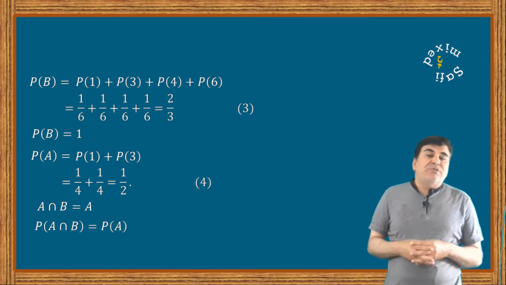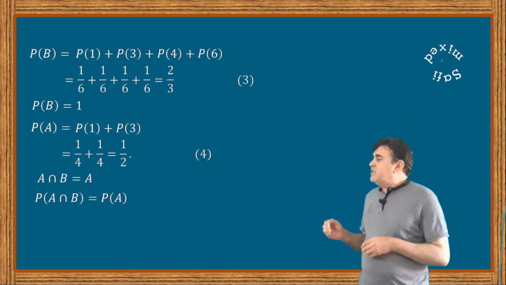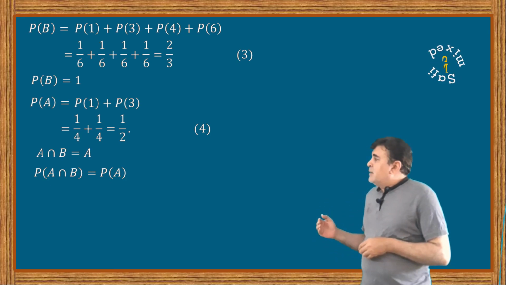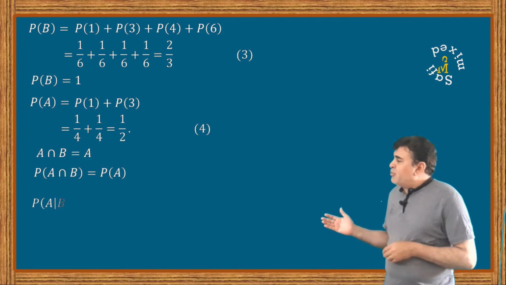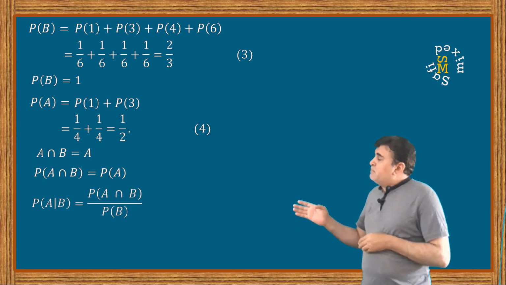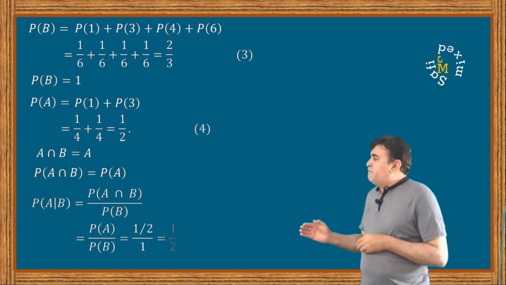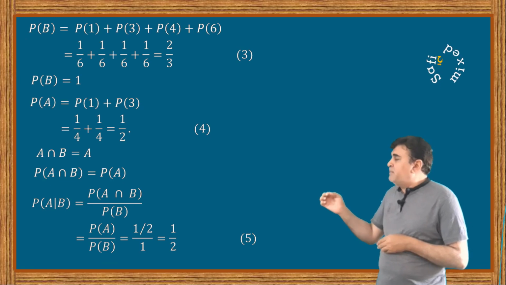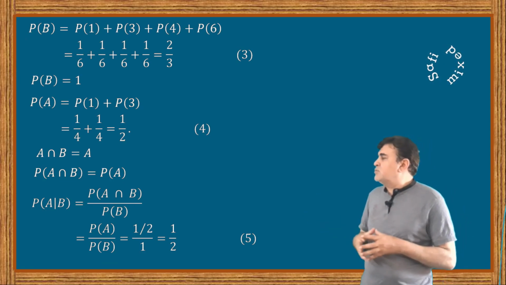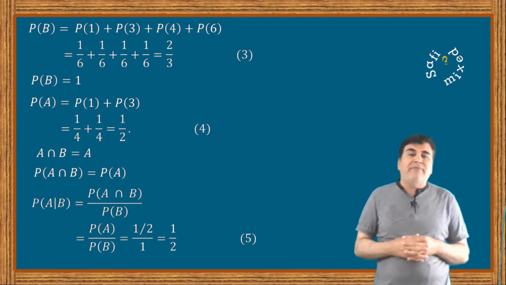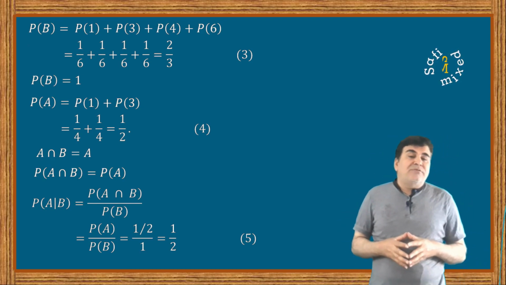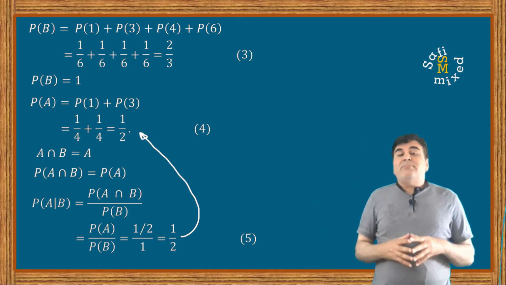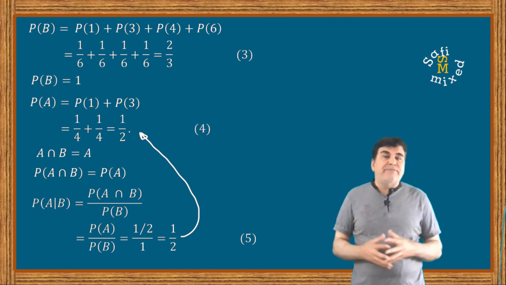Now let us substitute these values in the equation for conditional probability and see what we get. That is, the probability of A given B is equal to P of A divided by P of B, and if I replace the numerical values, then P of A equal to half and P of B equal to 1. This makes the total probability of A equal to half. This is the same result as given in equation 4. A similar procedure can be followed for mutually exclusive events.